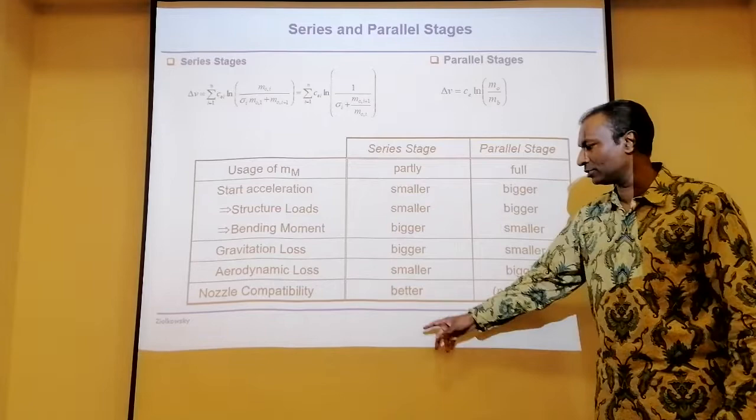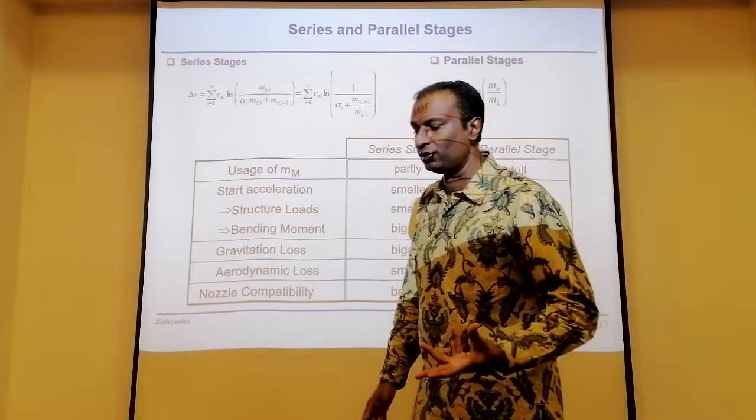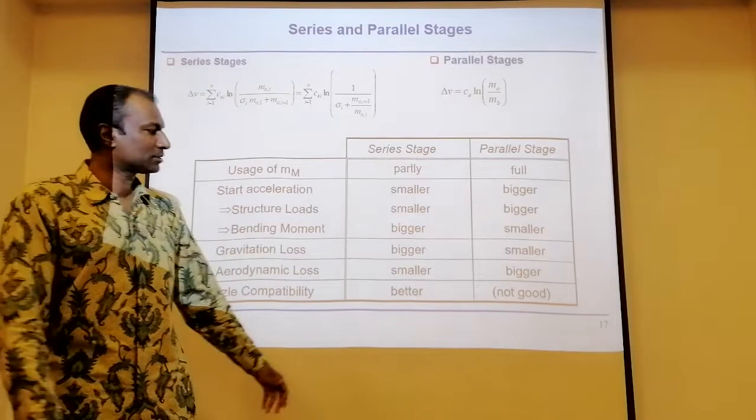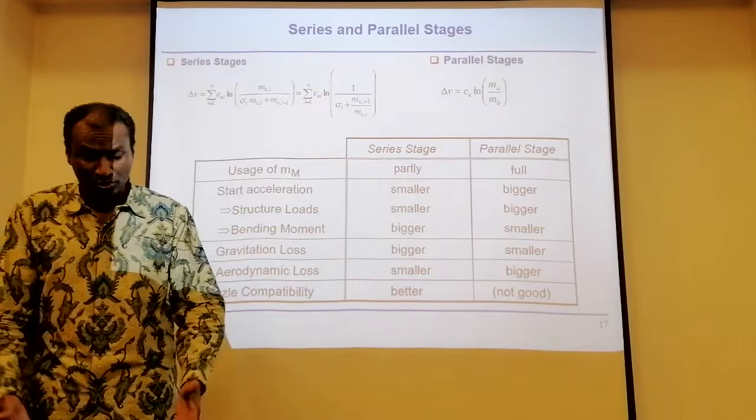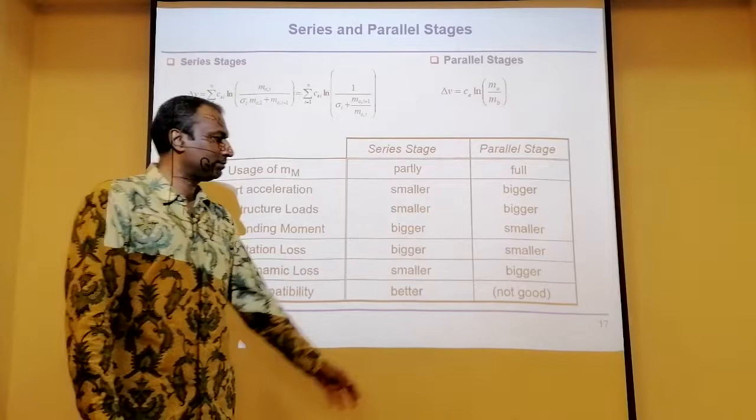Nozzle compatibility: for series, normally they design it to take into account your neighbor. But for parallel, the nozzles are not good at all, because they don't spend time designing the nozzle compatibility, because you don't have to worry about anything below you. You are free. So compatibility is not an issue.